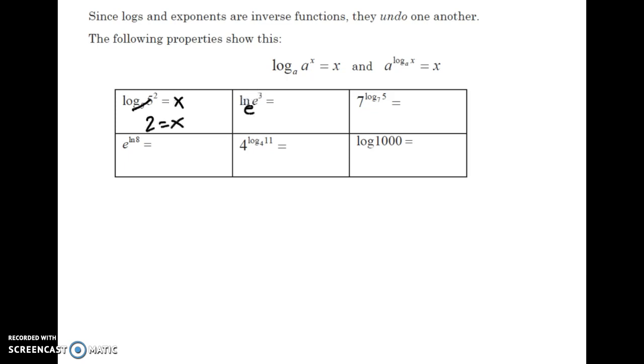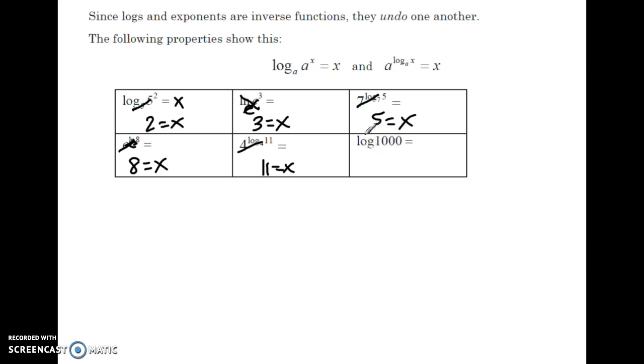All right, now this, remember, ln is base e. So then these e's cancel out, and 3 must be x. Here, 7 and a 7 here cancel out. 5 must be x. Again, this is, remember, e. So then these e's cancel out, and I just got 8 equals x. These cancel out. 11 equals x.